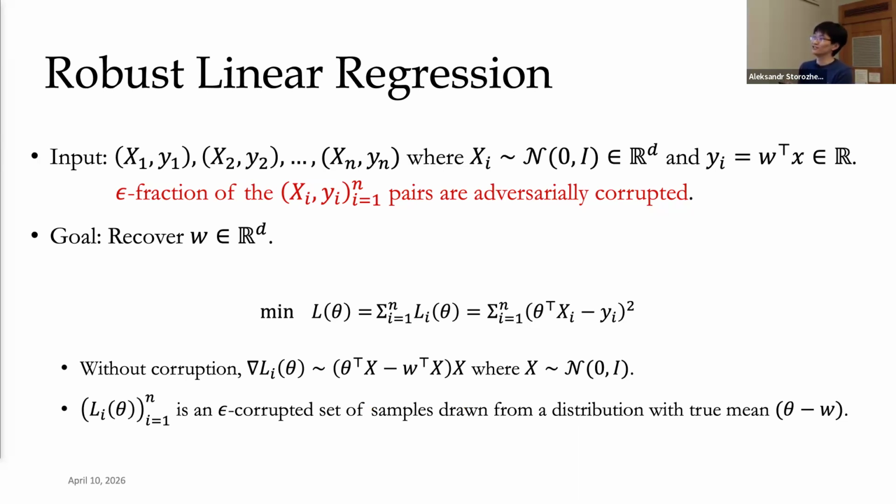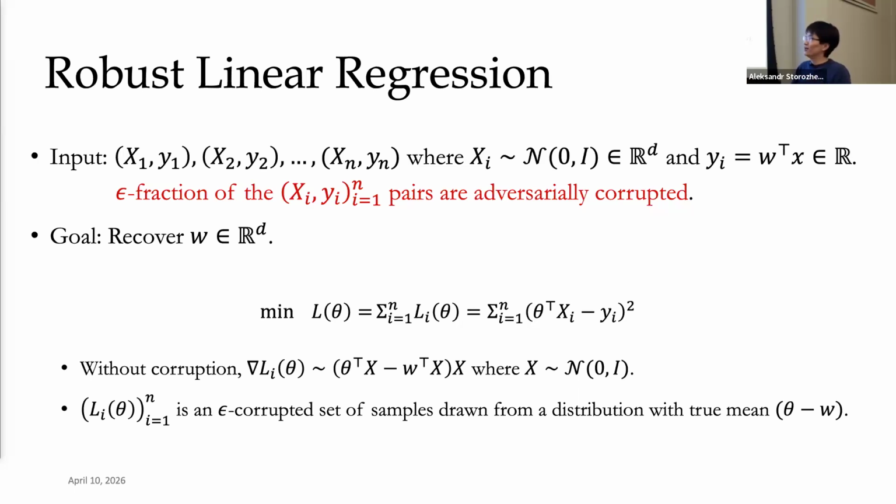Imagine I'm standing at some point theta, because this gradient is only well defined if I pick a point theta. Once I decide where I'm standing right now, this is a fixed distribution. You draw X from Gaussian, this defines a corresponding distribution. I claim without corruption, these derivatives of L_i at theta are just clean samples drawn from this distribution. But now I have corruption, but that's fine. The empirical gradient I observe is an epsilon-corrupted set of samples drawn from this distribution.